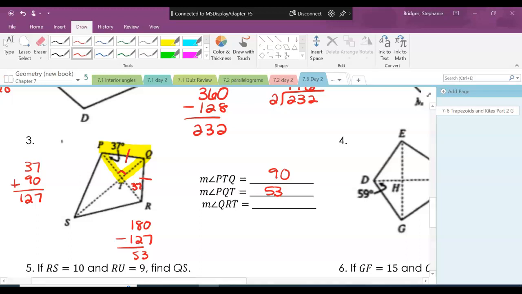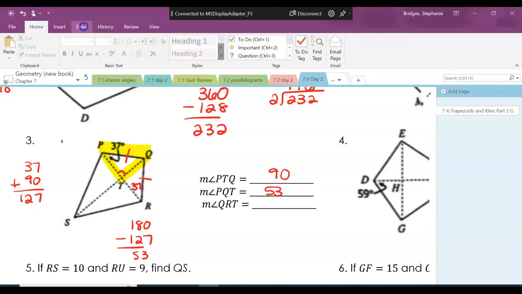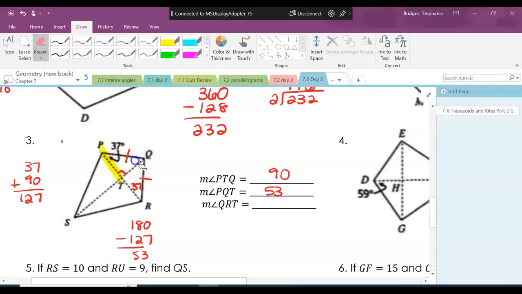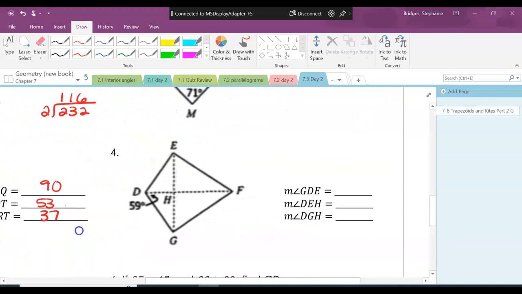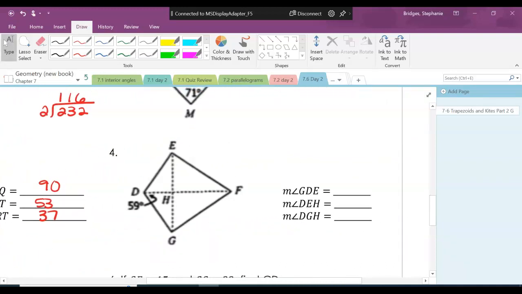And then QRT. Let's look at that one. Highlighting QRT. Do we already know what that one is? Do we have it filled in? How much is it? 37. Okay. So technically, if you take that one diagonal, the PR, that basically cuts your kite into two isosceles triangles, which will help you with your angle sometimes. I'm just looking at which ones they want us to find, sorry.